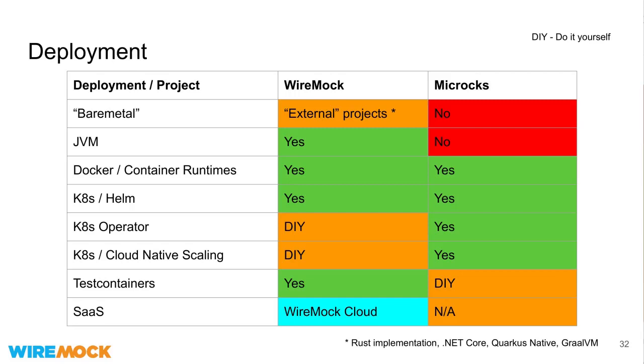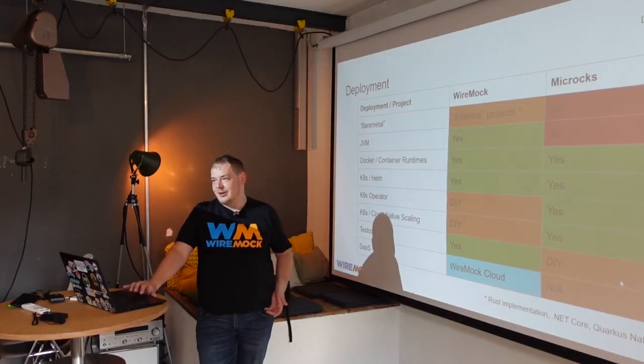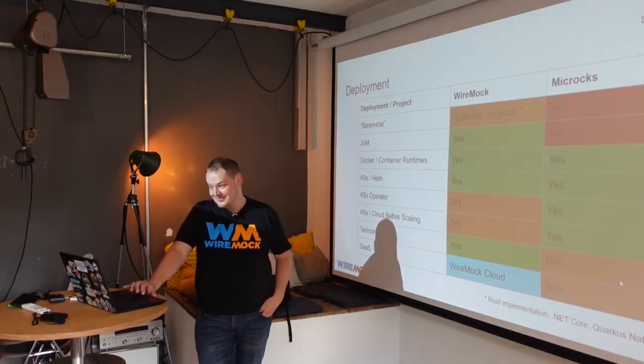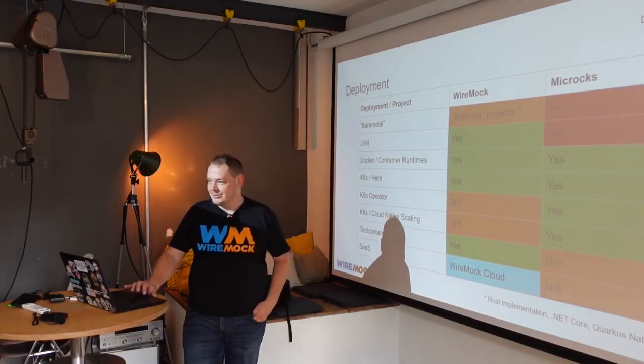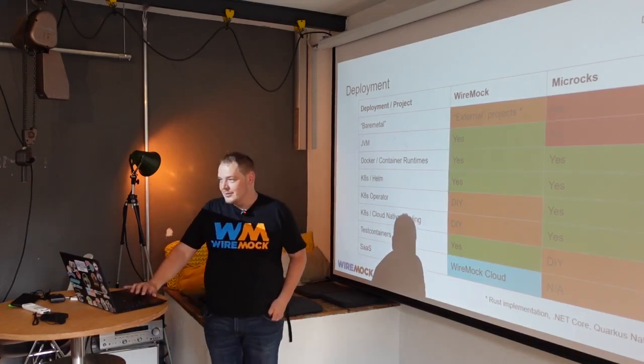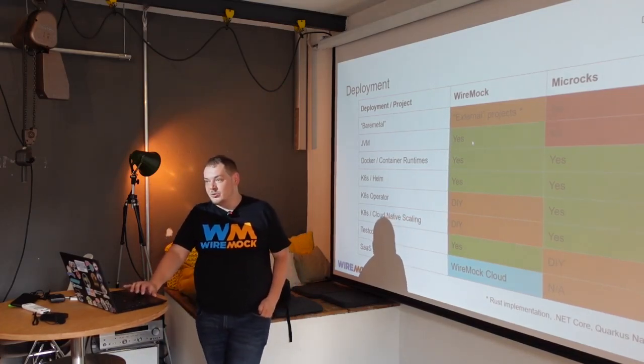So just a few things about deployments. WireMock starts from bare metal. There is a .NET Core implementation. There is Quarkus native that runs. There is GraalVM, which is basically Quarkus native but without Graal. That should run, but I haven't tried it. There are all kinds of deployments to any JVM.